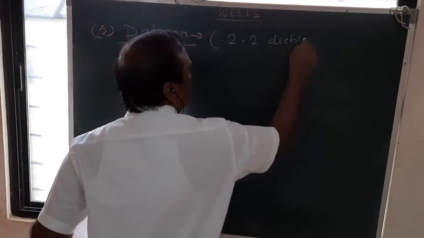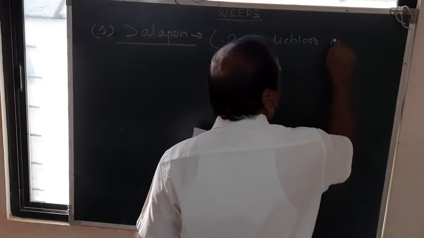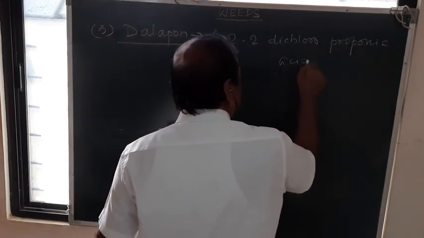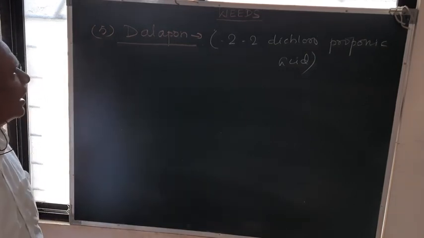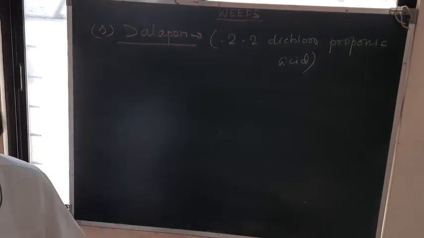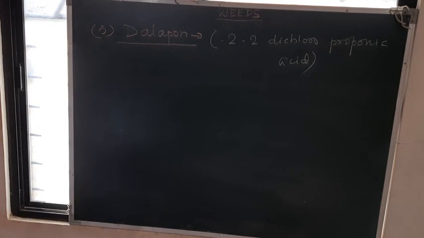2,2-dichloropropanoic acid is the long form of dalapon. It is absorbed by roots as well as the foliage, and the toxicity symptoms include tuber leaf formation.